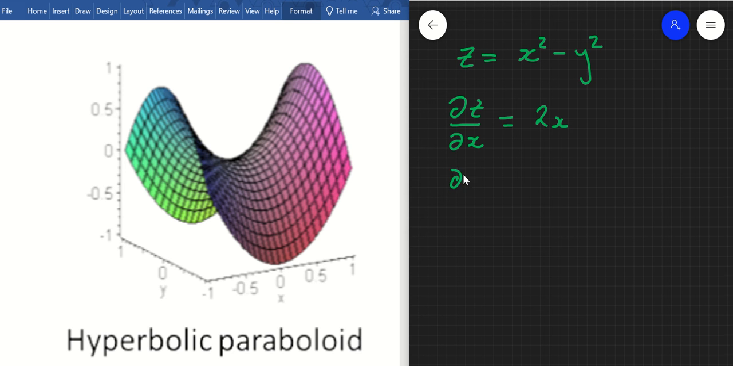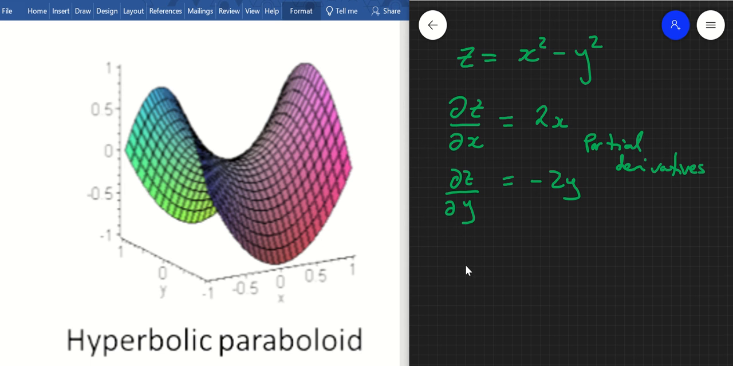And we can do the same for keeping x constant. That would be going this way through the surface. So if x is a constant, it disappears there. We have minus 2y. So we call these partial derivatives. And that is essential to everything that we're going to do from now on. The idea of holding one variable constant while you differentiate the other one.